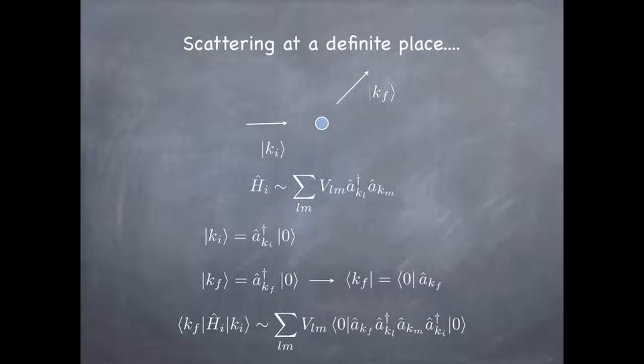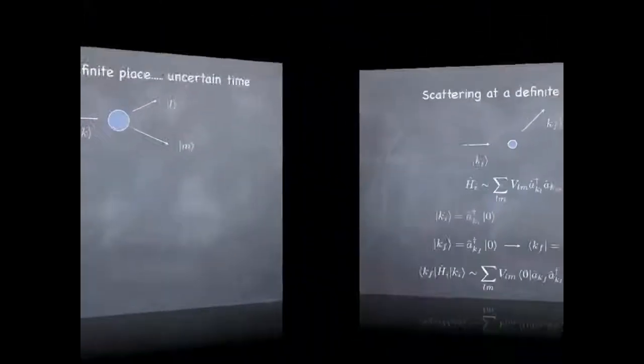In other words, this gives me the matrix element between the incoming and outgoing wave, and I'll end up with a sum over the interaction potential and then these creation and annihilation operators acting. Notice that I only get something if the destruction, A sub km and A dagger sub ki, happen to line up, and equivalently the second two have to line up.